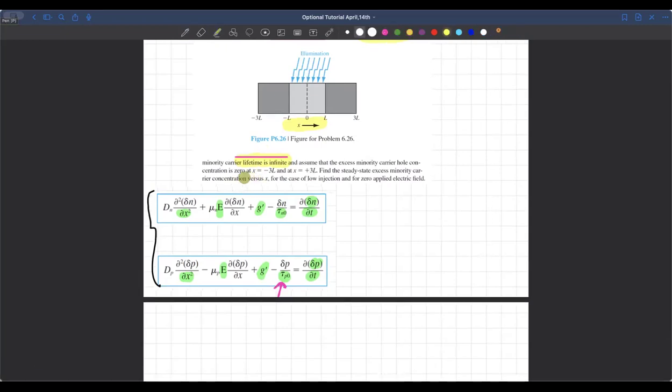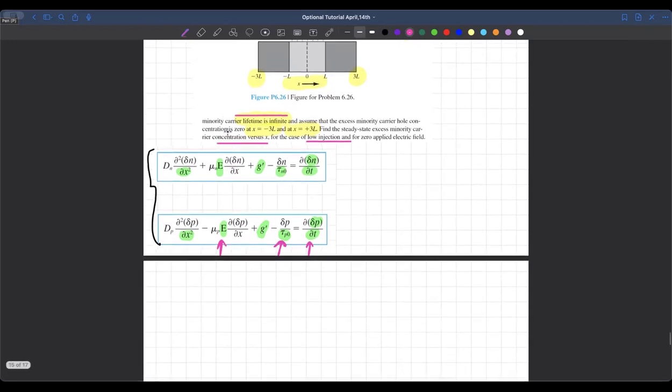Assume that the excess minority carrier hole concentration is zero at x equals negative 3L and x equals plus 3L. So from here and here it is zero, a sort of boundary condition. Find the steady state excess minority carrier concentration versus x, in terms of x, for the case of low injection. Steady state means this term will blow to zero, right? Zero applied electric field, this term blows to zero. They are so nice, helping us eliminate most of the terms.